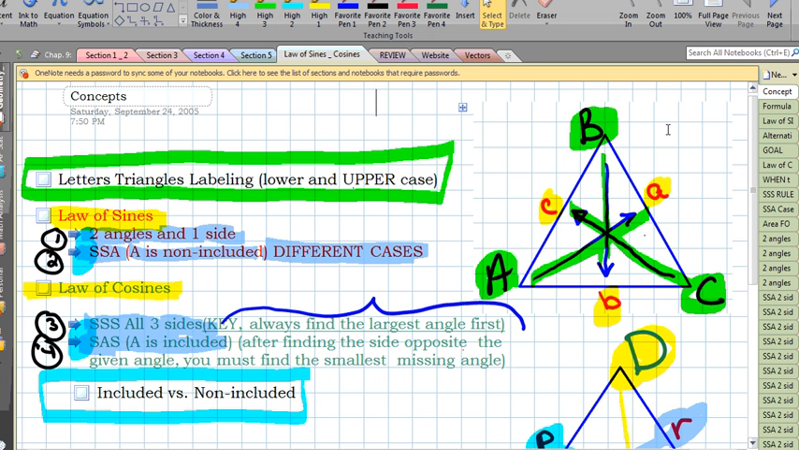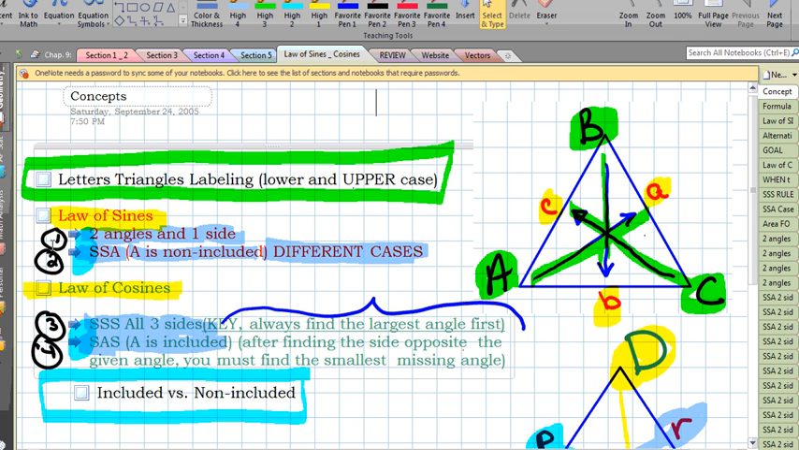Okay, let's continue on with another example using the law of sines. There are two laws: the law of sines and the law of cosines. And if you see these four numbers in here, a little quick recap, there are four situations of when we would use these two laws.